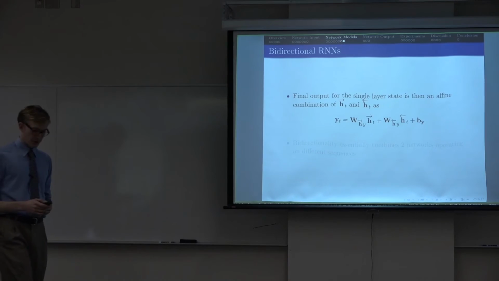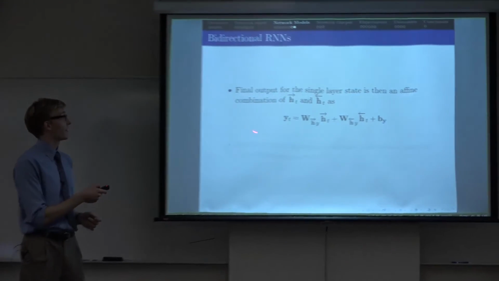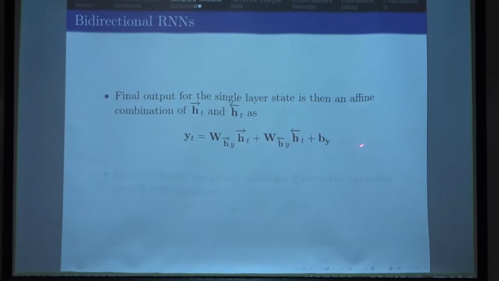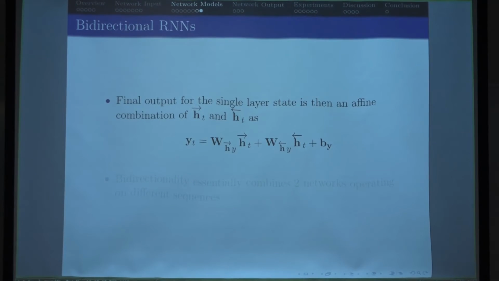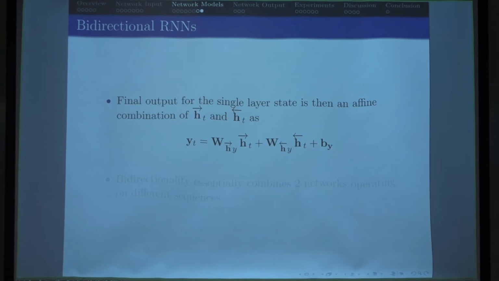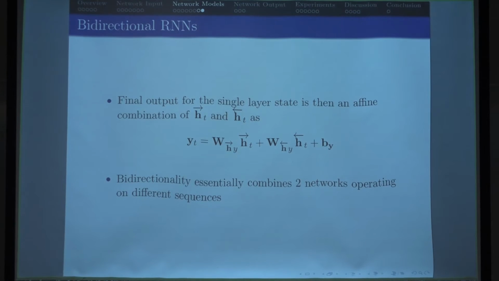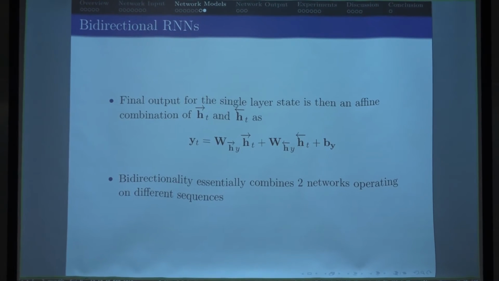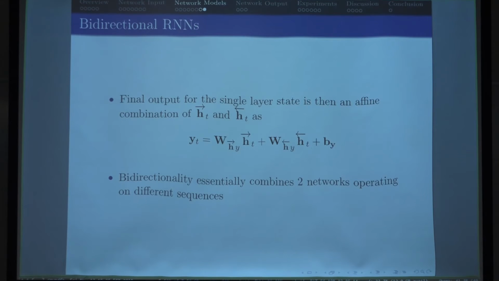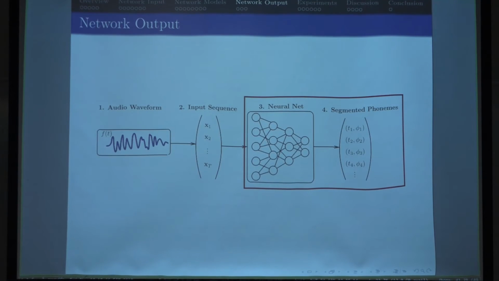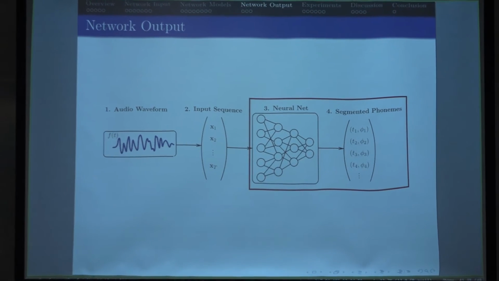Even if you have these 2 vectors, your final output vector is now just going to be an affine combination of these 2. So there's no real difference in the mechanics of what you're doing. You still just compute all your derivatives with respect to ht forward and ht backward, and then you can still train this network. Essentially, in each step, you're combining 2 networks on different sequences, but 2 very related sequences. OK, any questions about bidirectionality?